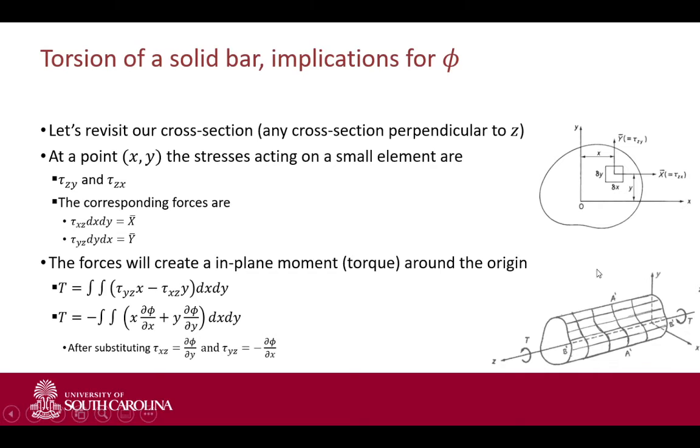To do so, we're going to look again at an arbitrary point in our cross section. Let's call that element dx dy as a squared element. We know that on that point we have our two stresses acting on it, tau yz and tau xz. If you take the integral of that, or we multiply by the area dx dy, we get our forces in the x and y coordinate system.